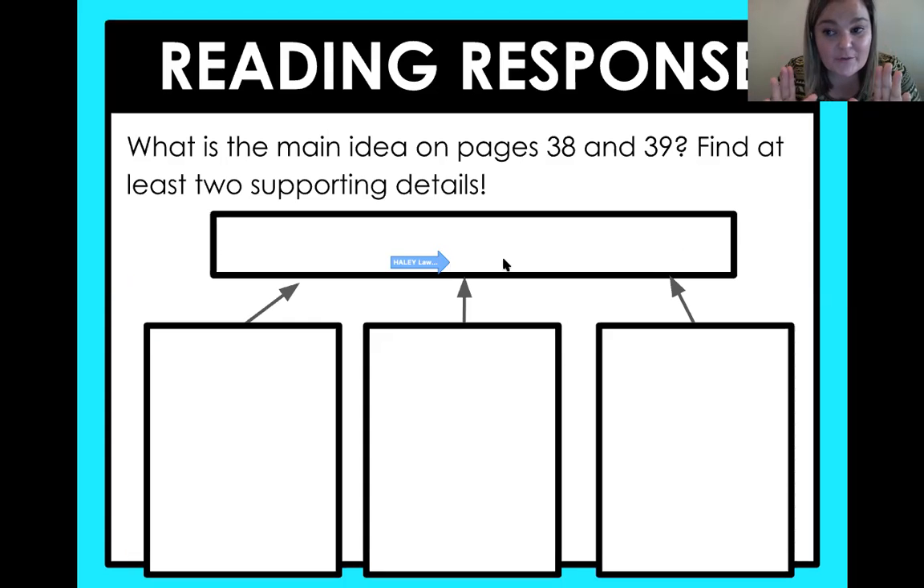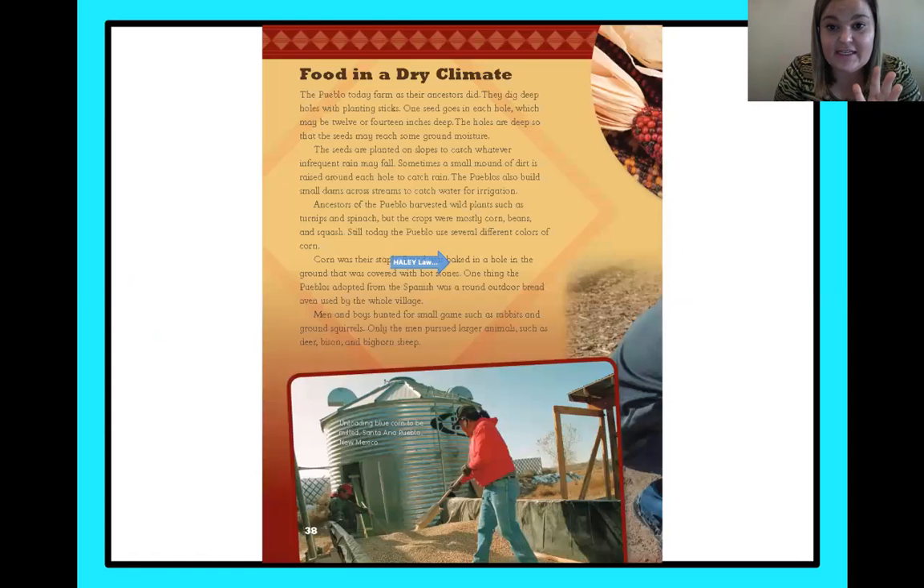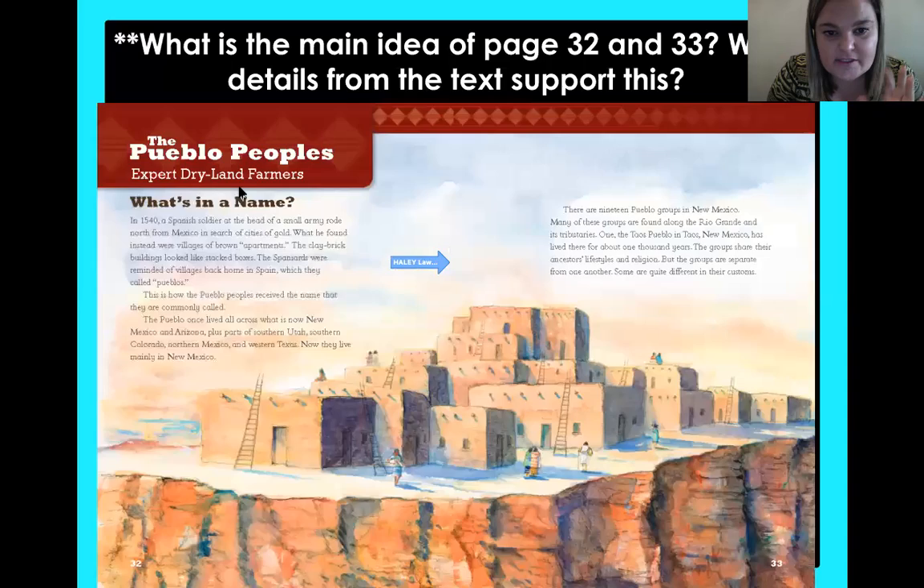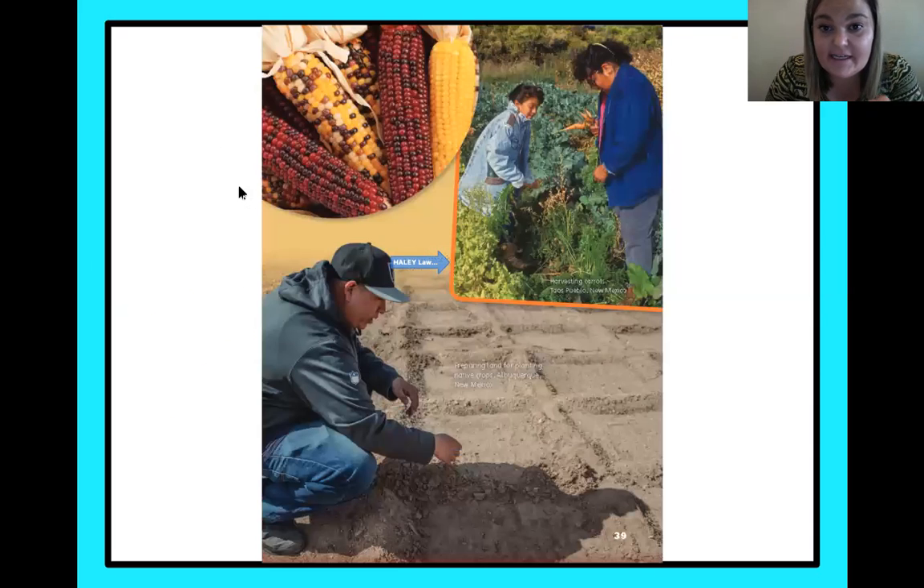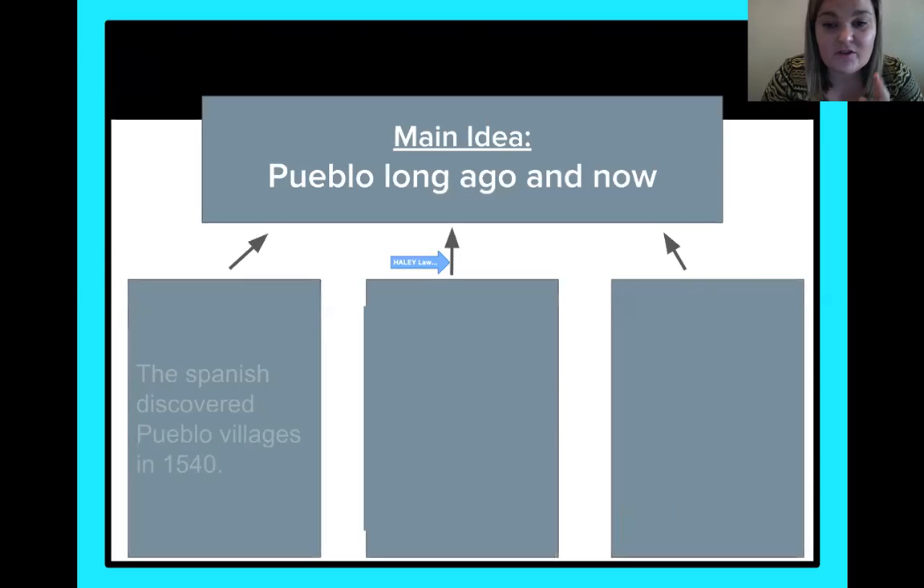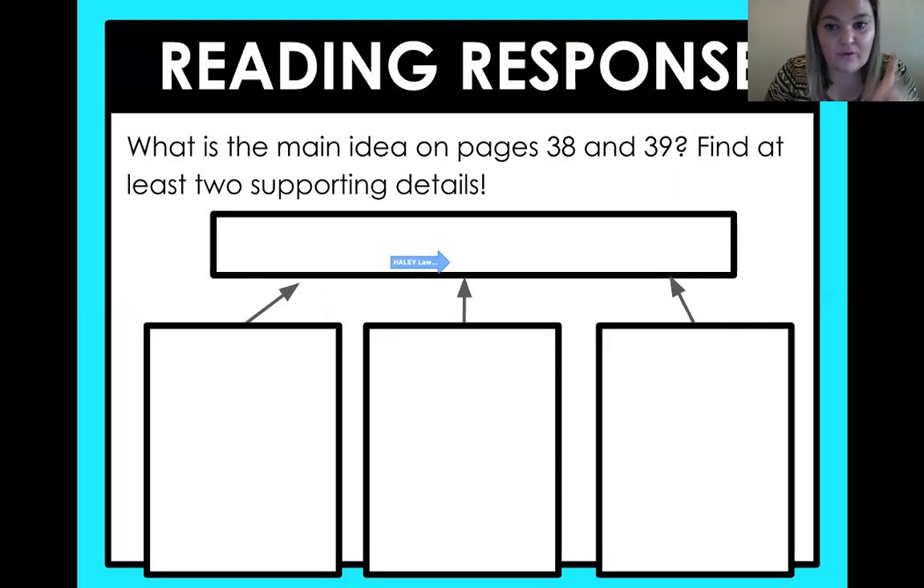Now for your reading response today, you're going to go back to these pages, 38 and 39, the picture of the farming. Oh my goodness, I can't touch my screen. You're going to go back to 38 and 39, and find the main idea and at least 2 key details. You guys have been practicing this and you can do it. Don't get overwhelmed because it's a big table. You've got this. So main idea and 2 key details.